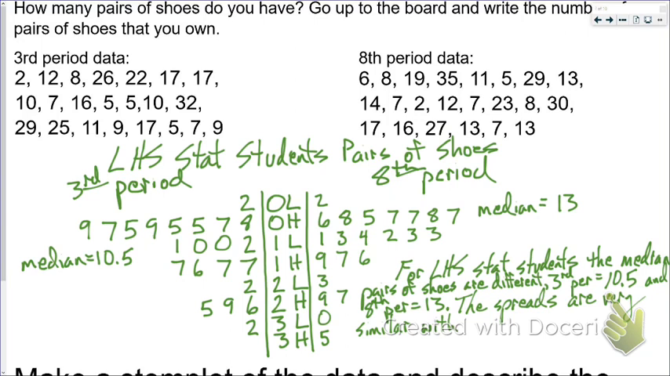With third having 2 to 32, and eighth, I'm going to run out of room, having 2 to 35.